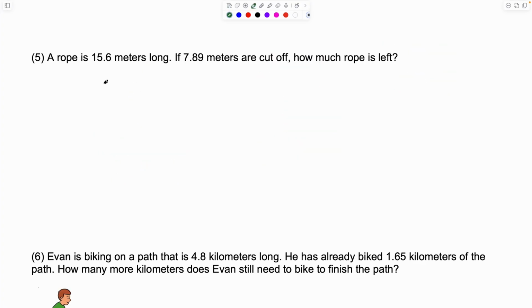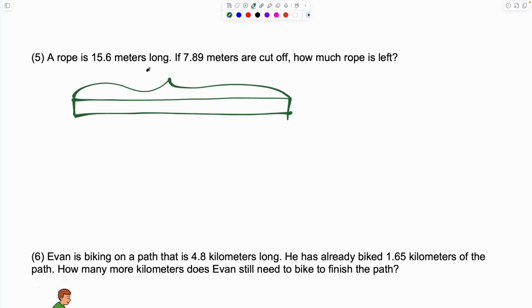Question 5, a rope is 15.6 meters long. If 7.89 meters are cut off, how much rope is left? So for this one, we just have to associate the words cut off with subtract. We're starting off with some rope here. Just so you can visualize this, we have some rope, and this rope is 15.6 meters long. So the entire thing here is 15.6 meters long.